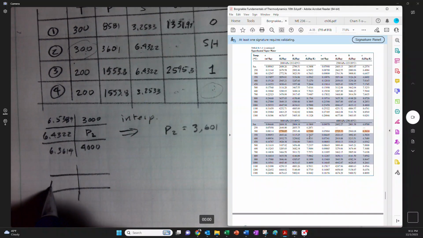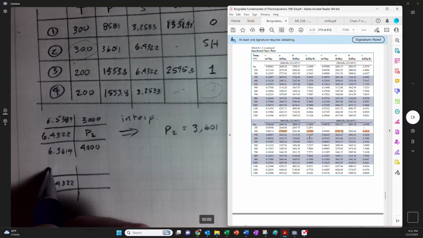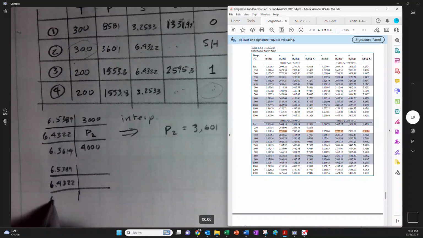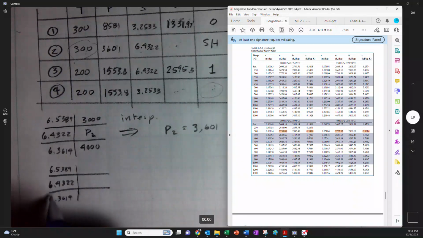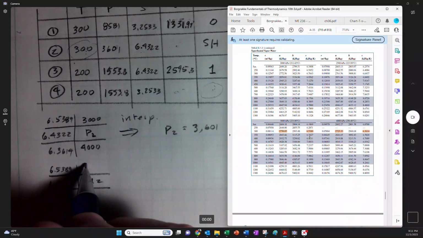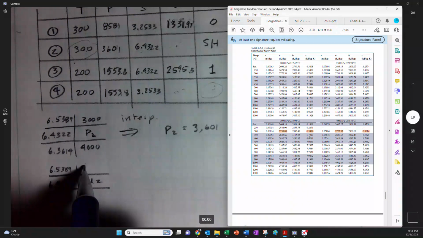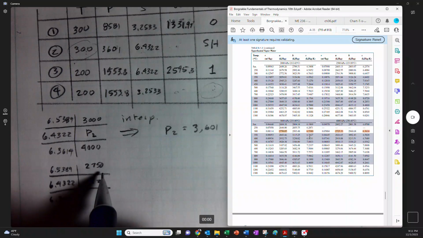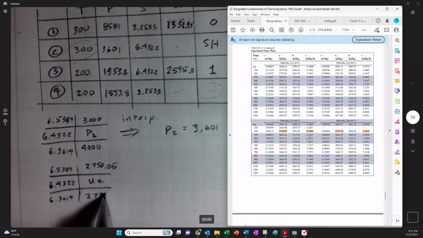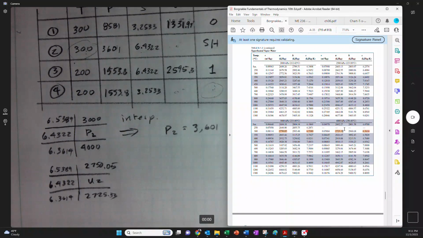Now we want to do that same interpolation, but now do it for internal energy. So here's our 6.4322, and I'll do it. Yeah, all this is the same. And you could do it actually with the pressure, but there'd probably be a little round-off error when it went from here to there, so keep it the same. So this is going to be U2. And above, or I should say below, it's going to be 2750.05, and here we're going to have 2725.3. I don't know if you can read that. It's very, very small in the video, but that's what that value is.